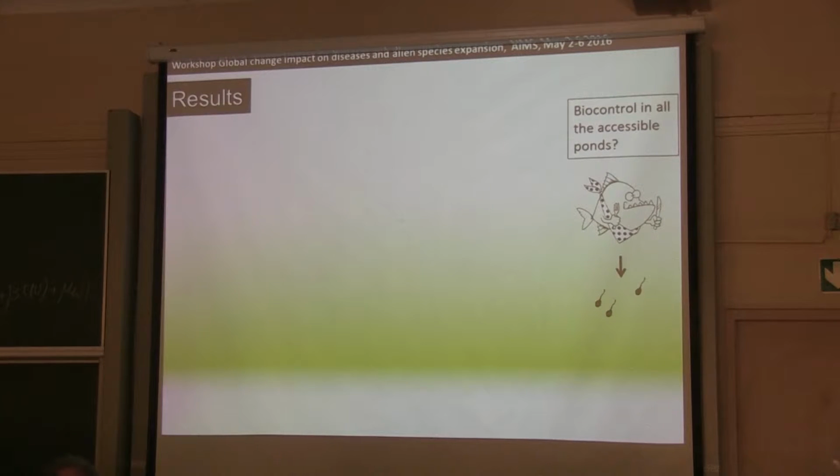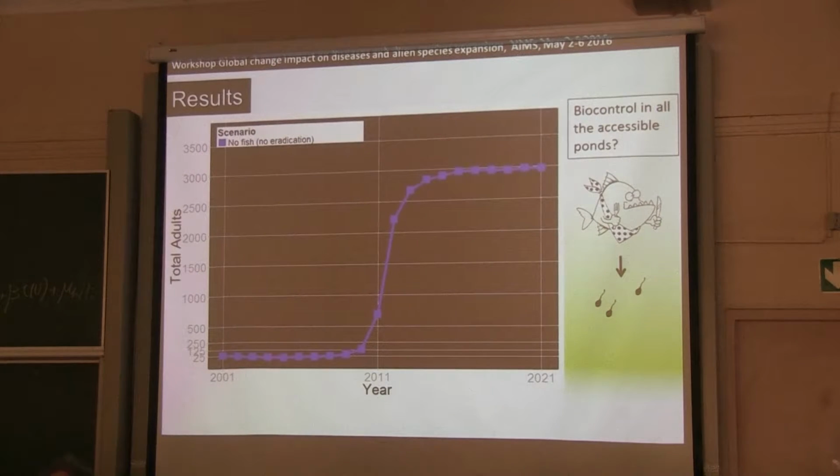So we can assume that maybe it's a good idea to add like a biological control in these ponds, and these fish, they will control the number of tadpoles. So we have a very basic scenario here in which we don't have any fish in these ponds. And now we are adding fish, so we can see what's going on.